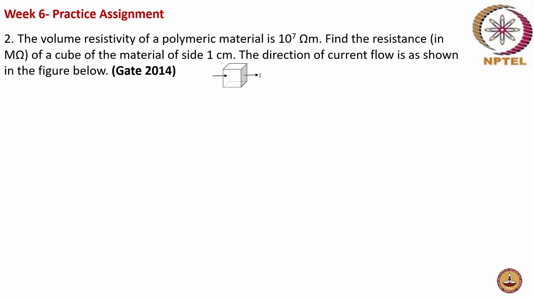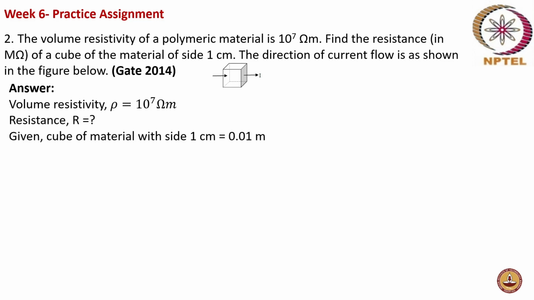It will be 10 to the power 1. Is it? Anyway, we'll just see how the solution is. So they have given the volume resistivity rho, which is nothing but 10 power 7 ohm meter. Next, what is the resistance is the question. So given a cubic material of side 1 centimeter.